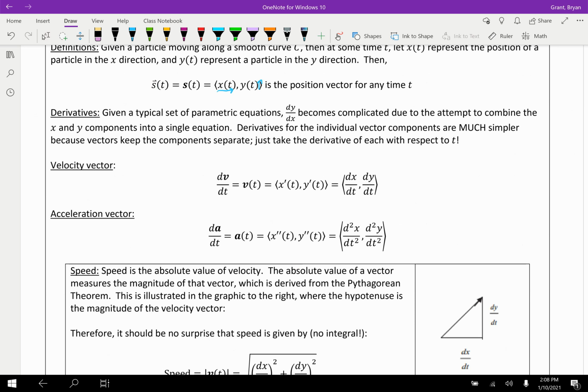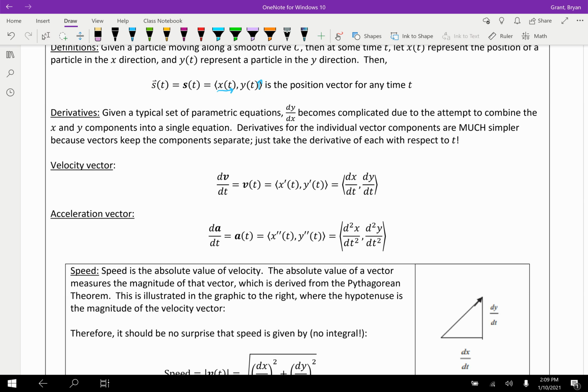Now, we discussed in parametric equations that dy dx becomes a little bit complicated, and that's due to the attempt to combine the x and y components into a single equation, because this parametric equation is one equation that just has multiple parts. Luckily, derivatives for individual vector components are way easier, because vectors are all about keeping the components separately.